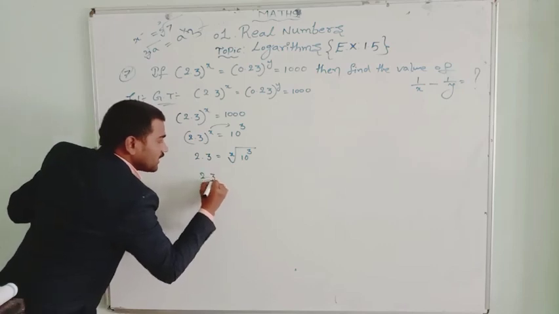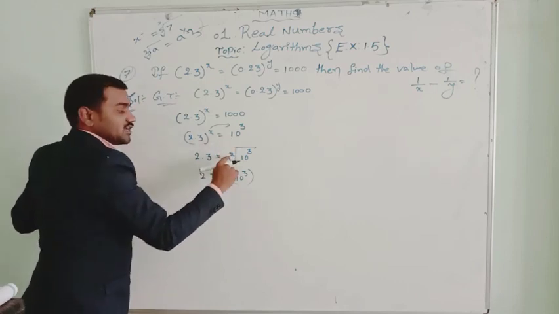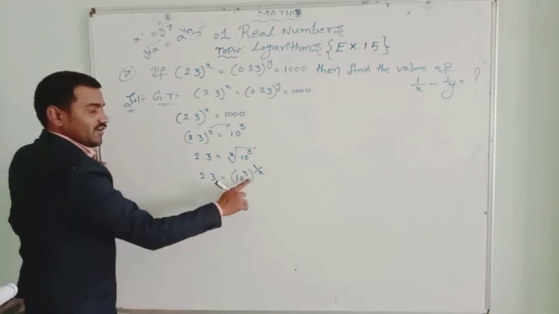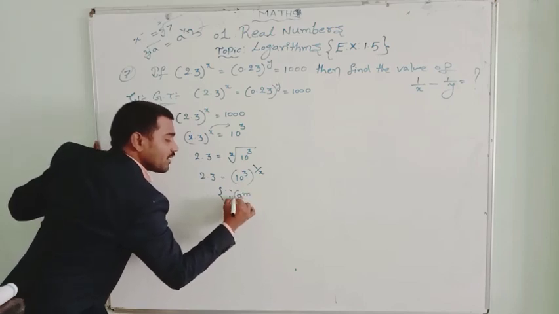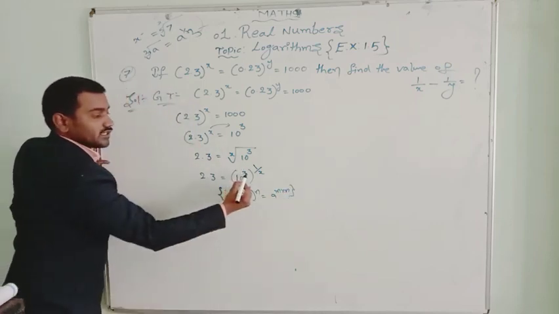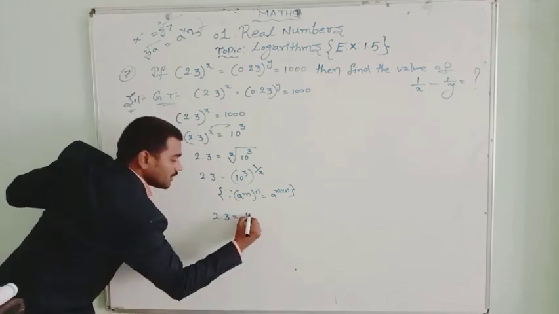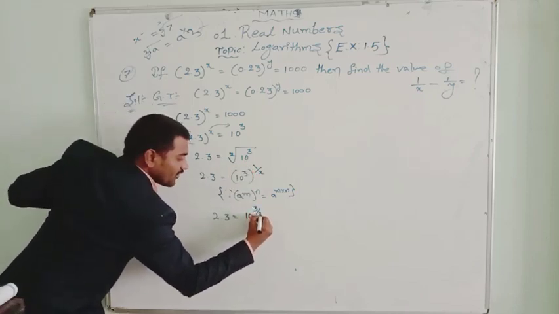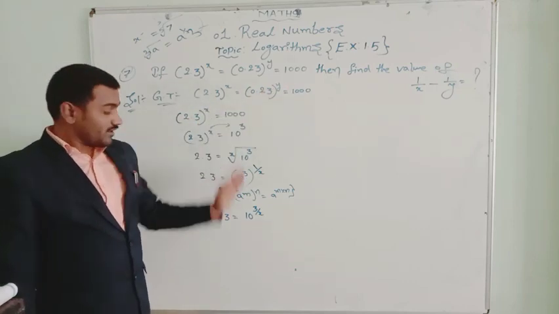So 2.3 equal to 10 to the power of 3, which is already here. Let's write the exponential form: x root equal to that to the power of 1 by x. Now it is in the form of a to the power of m whole to the power of n, equal to a to the power of m into n, by using the laws of exponents formula. Here 3 into 1 by x. Let's write 2.3 equal to 10 to the power of 3 by x.